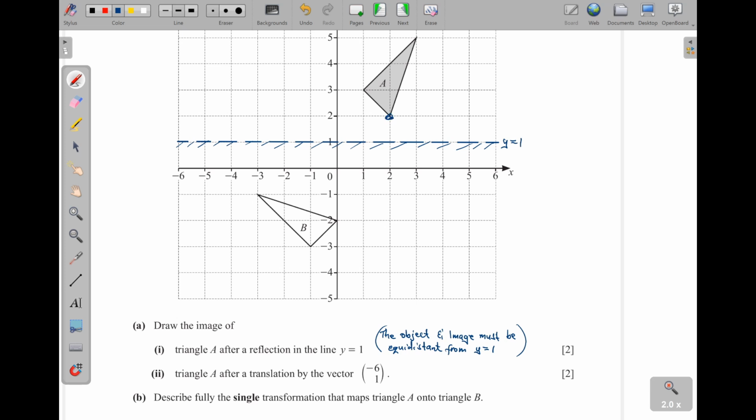Now this point here is 1 unit above, so this one has to be 1 unit below. Remember, that line that connects the object and the image must be perpendicular to the mirror line. So if this is the image point here, then this line connecting them is perpendicular to that mirror line. So we shall have that point, then this one is 2 units, then we go 2 units here.